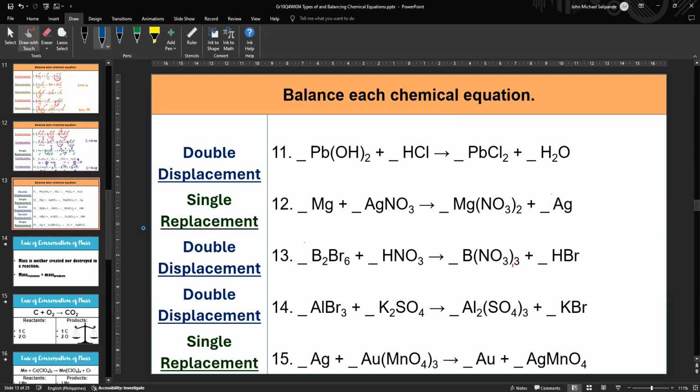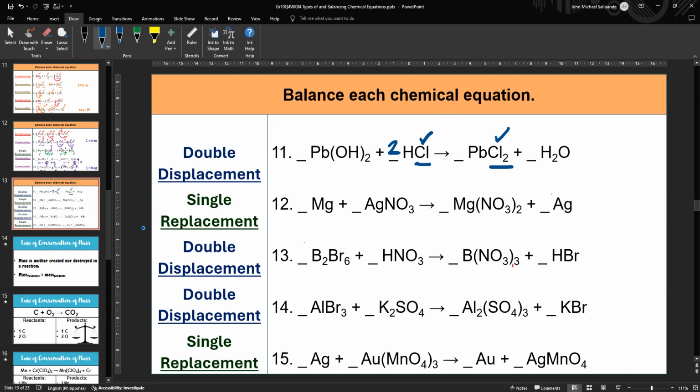All right. So this is the first example wherein we have polyatomic species. So when we say polyatomic species, you see a group of elements together inside a parenthesis. Now, based on what I see, I'd like to start with chlorine. So there's one chlorine atom on the reactant side, and there are 2 chlorine atoms on the product side. So to make them even, I will multiply HCl by 2. With that, Cl is now balanced.